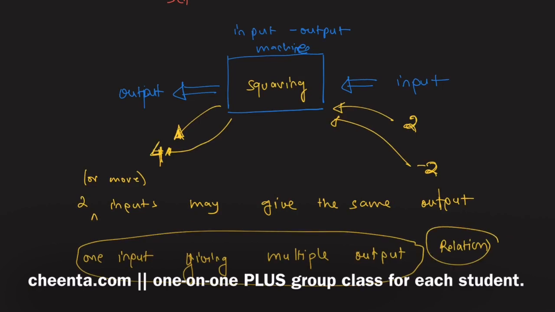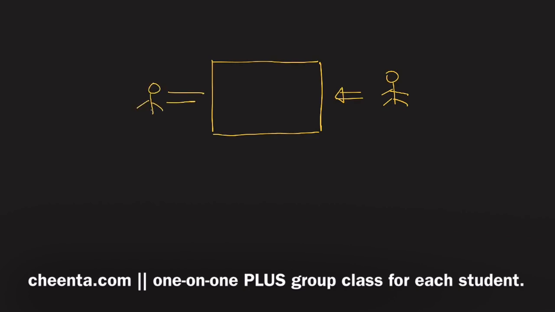So I'll give you an example so that you understand this very clearly. Suppose again we have an input-output machine, but this time the input is a person and the output is the children of the person. So maybe this person is your mother and the output is the children of that woman.